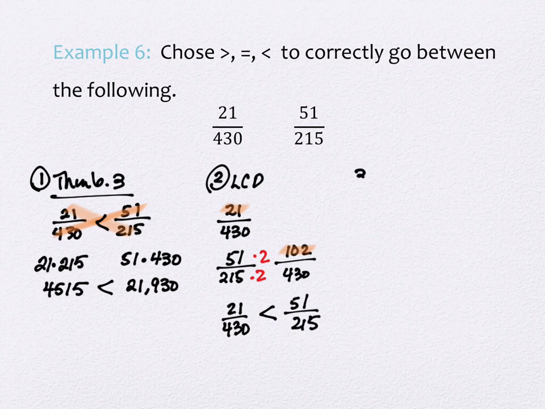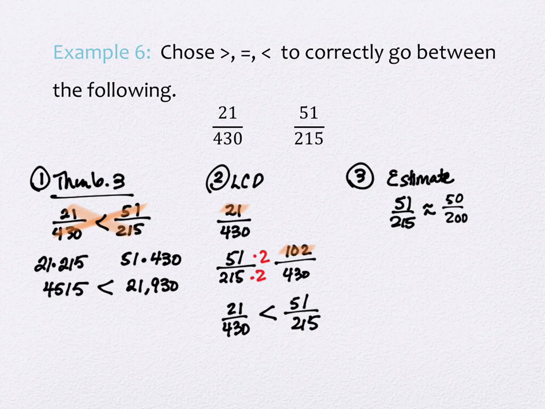Okay, so let me mention this one that allows us to get some sort of an idea of the size of these things. I'm going to call it estimating. If you look at 51 over 215 first, it is almost 50 over 200. It's close, right?